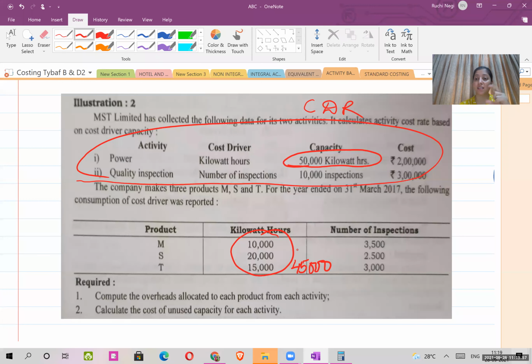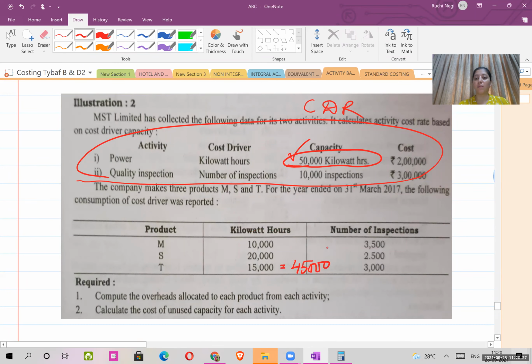That means there is some concept which is hidden in that. Am I clear till here? Understood? The cost driver capacity, when I am totaling it, it is coming 45, but here in the question it is given 50,000. So there is this element hidden of 5,000. We will see what to do with that. Am I clear about this? Yeah? Okay, fine. So I'm just writing it here. This totals to 45.